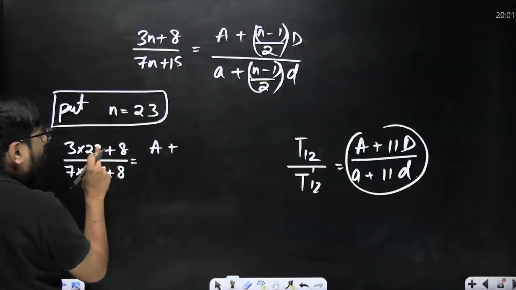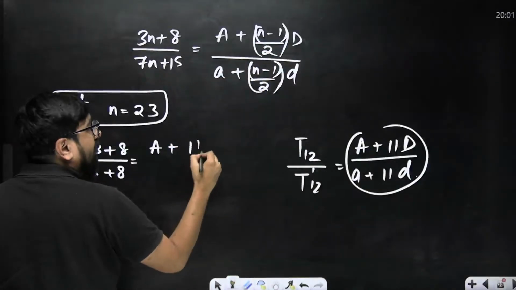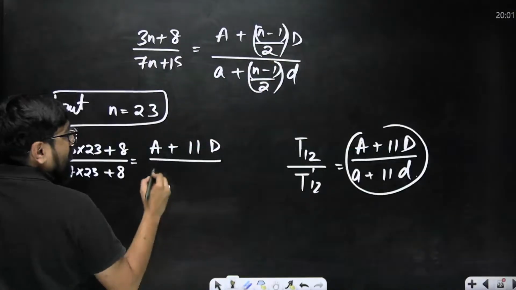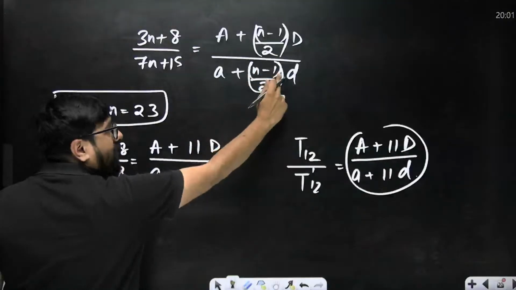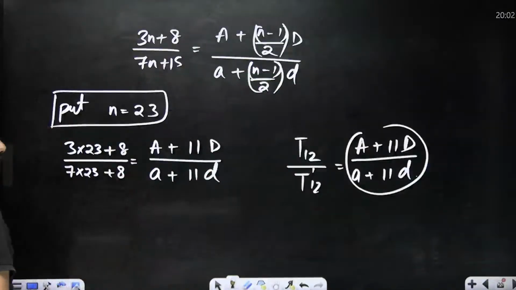a plus 23 minus 1, that means 22. 22 divided by 2 will be 11 into capital D. Small a plus 23 minus 1, 22. 22 divided by 2, 11 into small d. This is what I wanted.